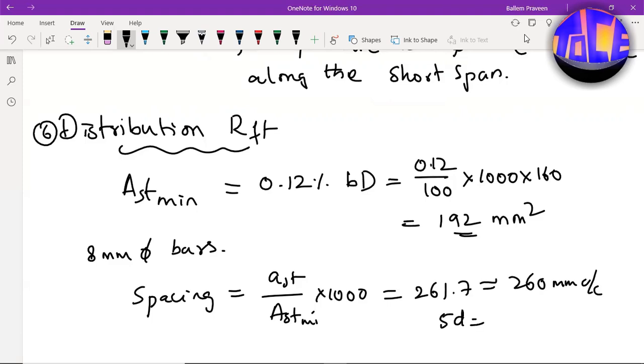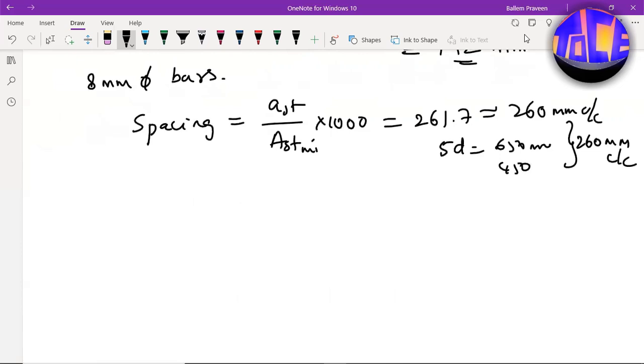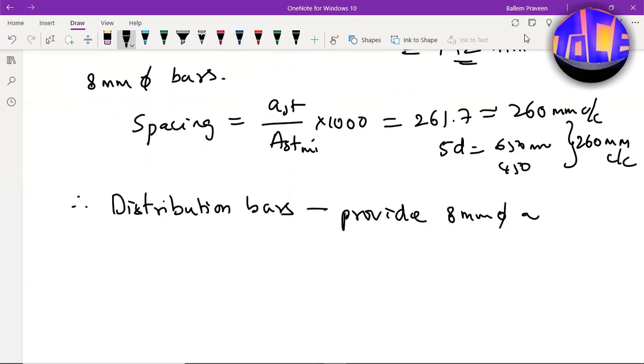And the check for spacing is 5 times D. So 5 times D will be 5 into 130, so it will be 650 mm or 450 mm. The least value is 260 mm, so we have to provide 260. So therefore, as distribution bars provide 8 mm dia at the rate of 260 mm center to center along the longer span.